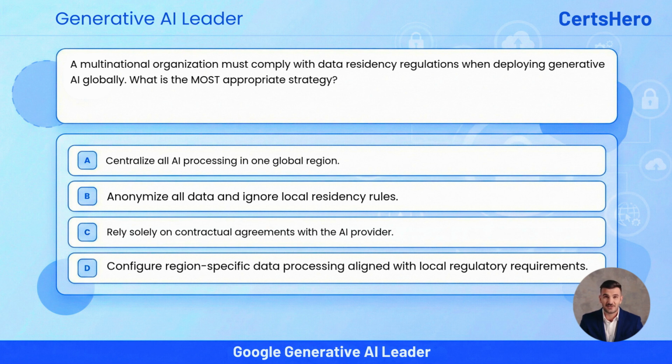Option A. Centralize all AI processing in one global region. Option B. Anonymize all data and ignore local residency rules. Option C. Rely solely on contractual agreements with the AI provider. Option D. Configure region-specific data processing aligned with local regulatory requirements.